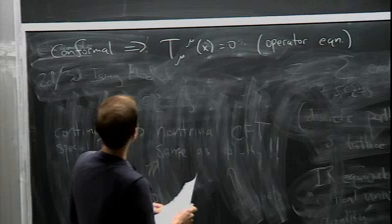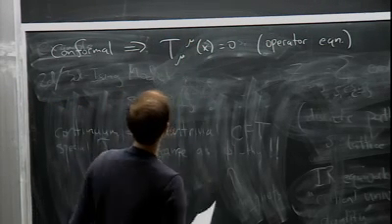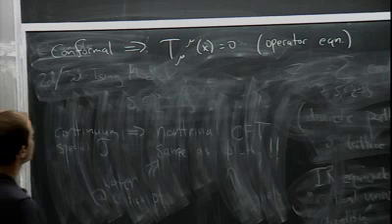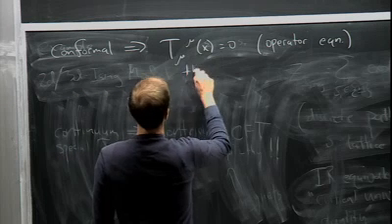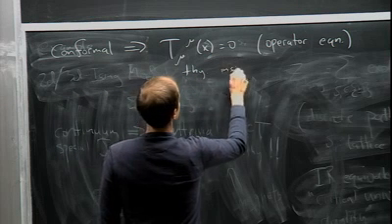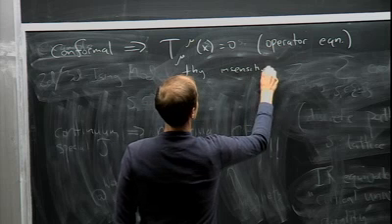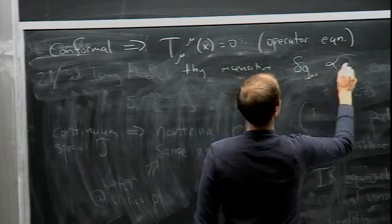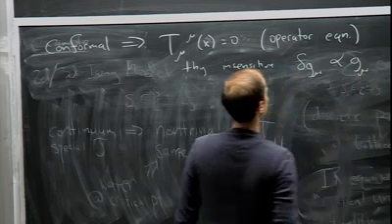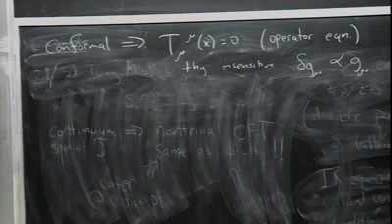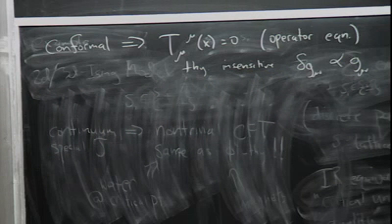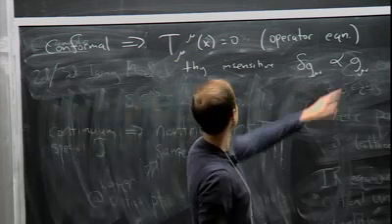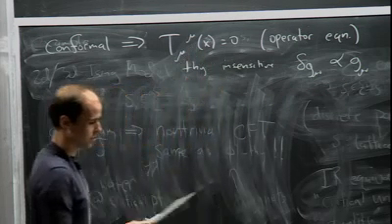And one way to interpret this is it basically means that the theory is insensitive to changes of the metric that are proportional to the metric. Okay, the stress tensor measures the response of the theory to a change in the metric. If you change the metric by something proportional to the metric, then it brings down the trace of the stress tensor.